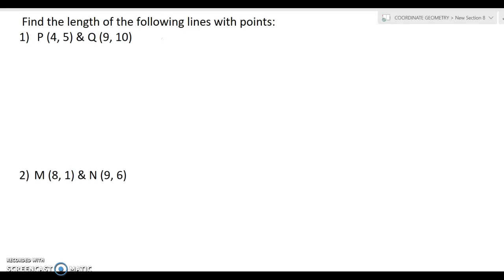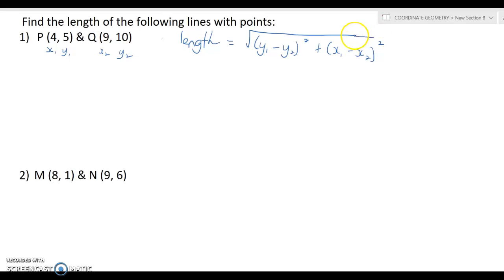Now we're going to do this exercise: finding the length of the following lines given the 2 points on the lines. Each time we're going to write the formula. For number 1, we have P is 4, 5, so let's label that x1, y1, and Q is 9, 10, so that's x2, y2. So the formula for the length is the square root of y1 take away y2 in brackets squared plus x1 take away x2 in brackets squared.